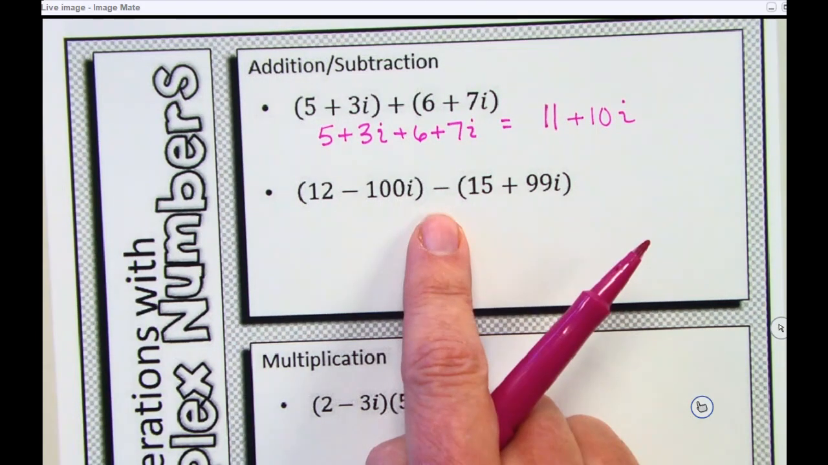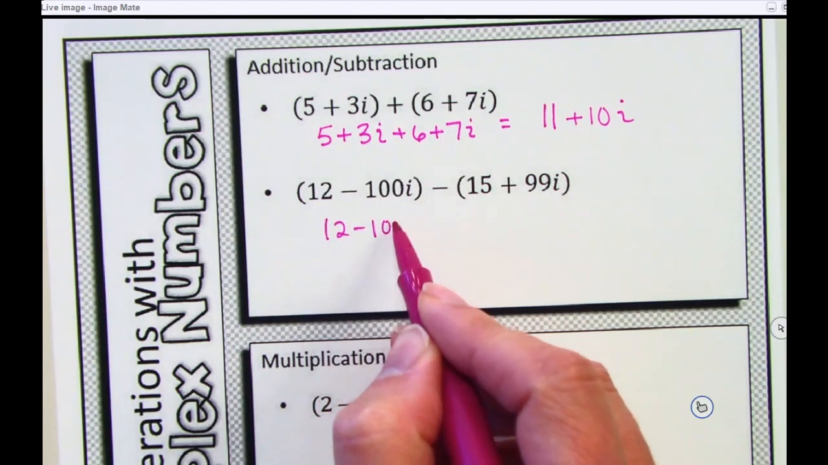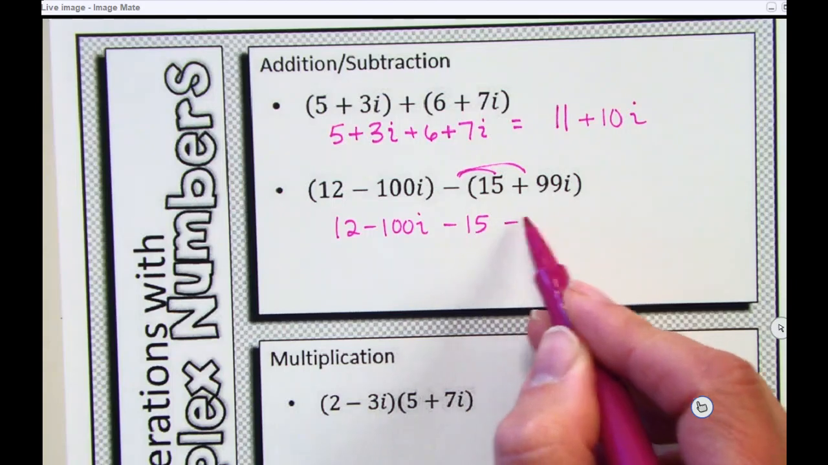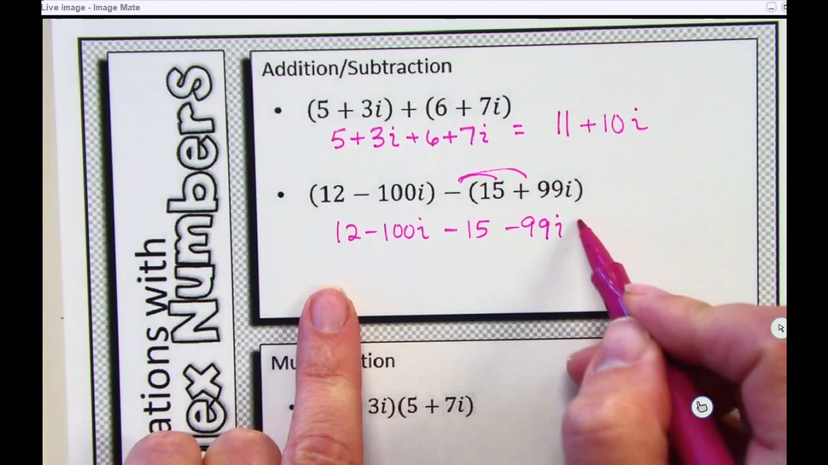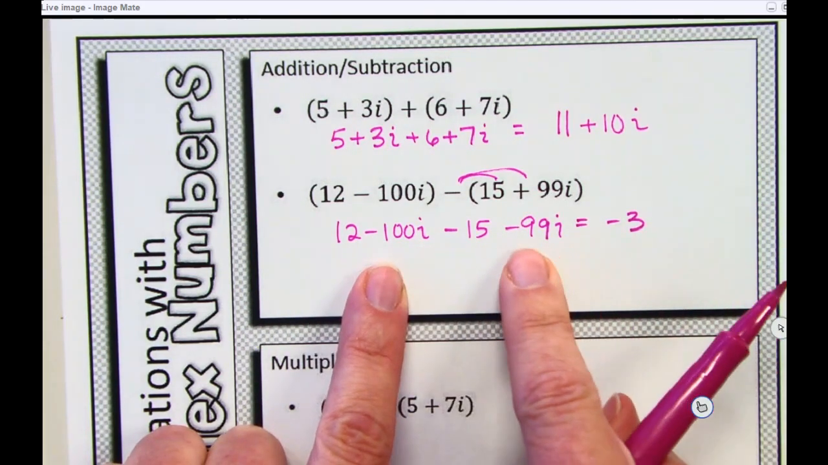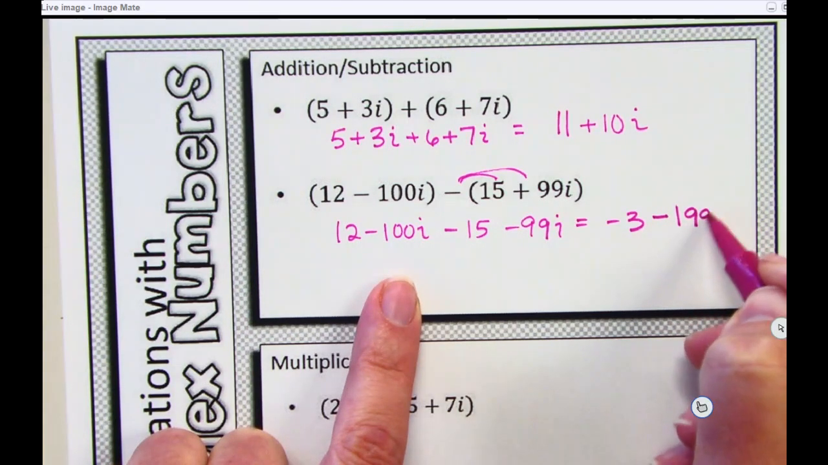Minus is harder. The only reason being that you forget to distribute that negative. That's the only reason it's harder. It'll trick you. But same thing. 12 minus 15 is negative 3. Negative 100i minus 99i is, there you go.